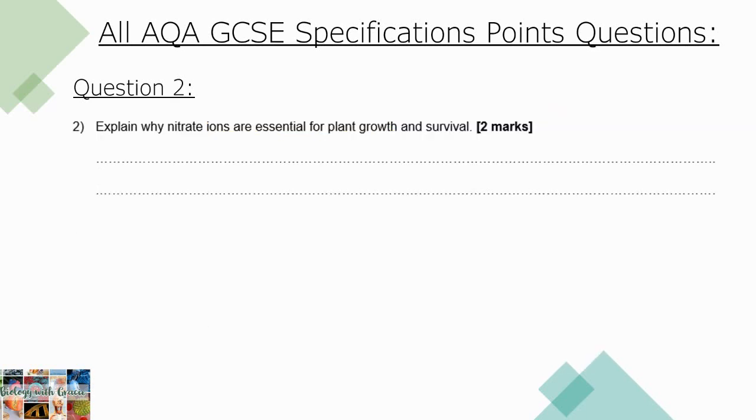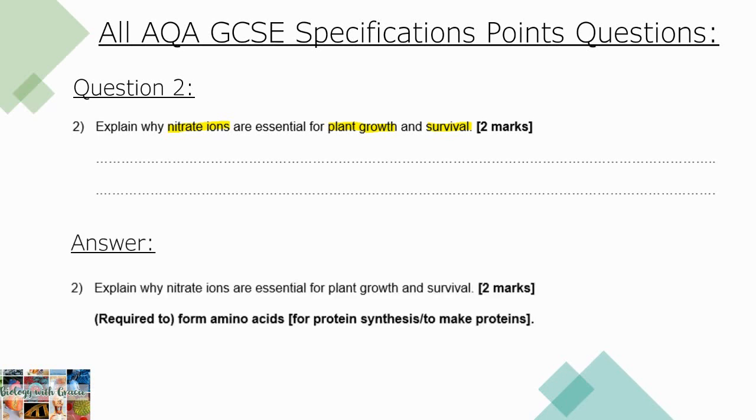Question 2. Explain why nitrate ions are essential for plant growth and survival, and this question is worth 2 marks as well. So if we highlight the key parts of our question again, explain why nitrate ions are essential for plant growth and survival. So we know that for plants to grow they need proteins, and proteins are obviously formed from amino acids. So based on the information we've discussed, we know that amino acids are made up of nitrogen and that nitrate ions provide this nitrogen. Therefore, the answer to the question must be that nitrate ions are required to form amino acids in order to grow proteins or for protein synthesis. So there we can see our answer there.